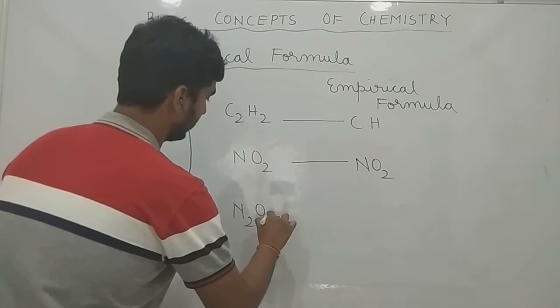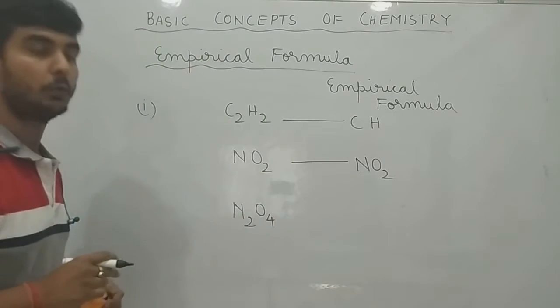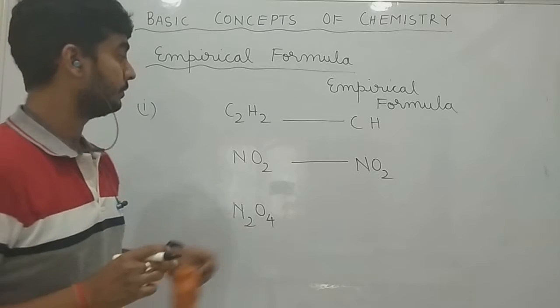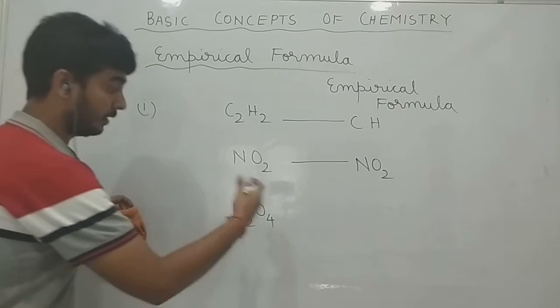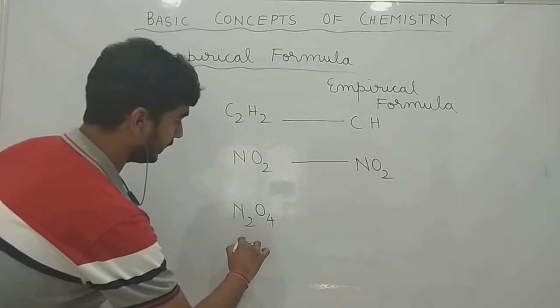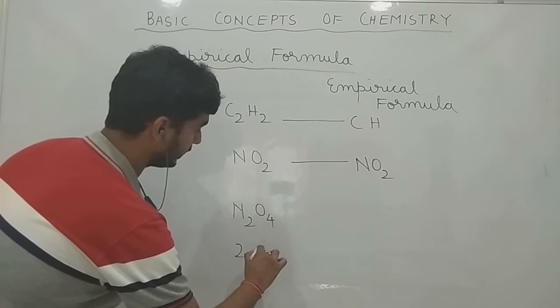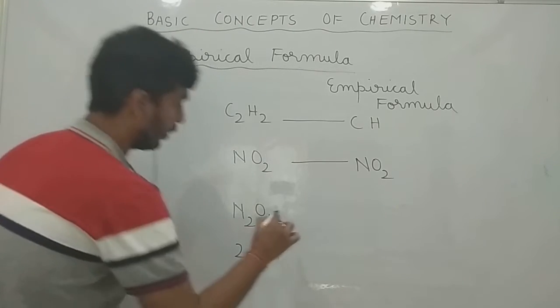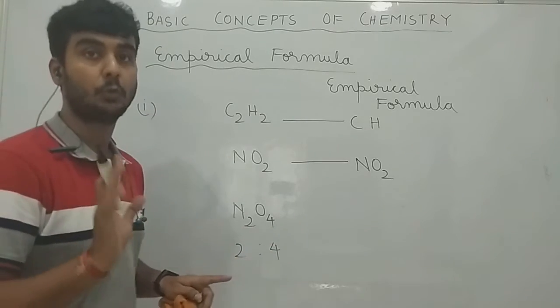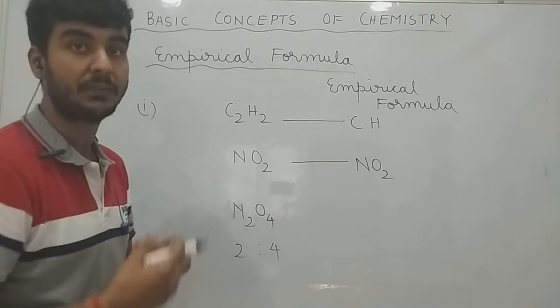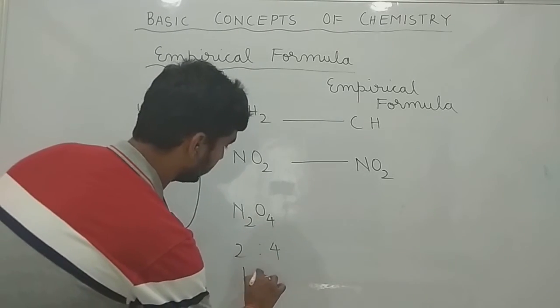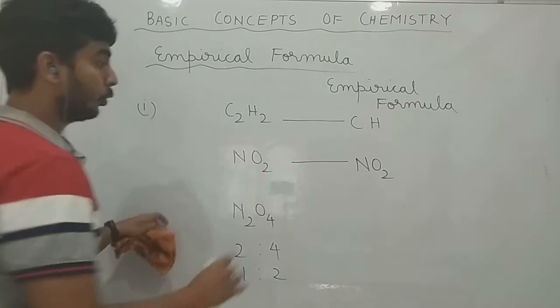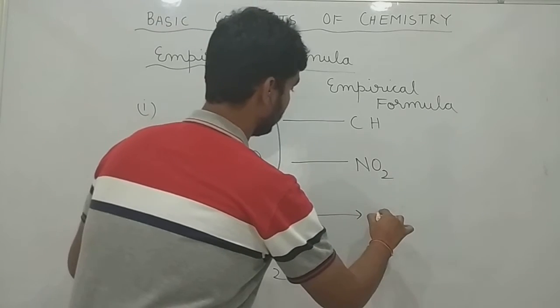N2O4, for example. Now let us write the ratio between nitrogen and oxygen atoms. The ratio between nitrogen and oxygen atoms will be 2:4. Now this is not the simplest whole number ratio. You can simplify it further. So the simplest whole number ratio will become how much? It will be 1:2. So its empirical formula will be what?